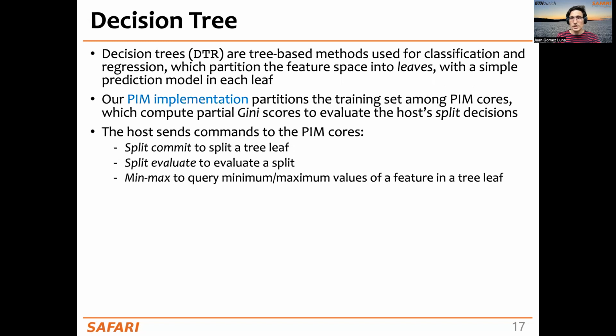The host can send different commands to the PIM cores. The first one is a split commit, to split a tree leaf. The second one is a split evaluate, to evaluate a split. And finally, min-max, which is used to query the minimum and maximum values of a feature in a tree leaf.